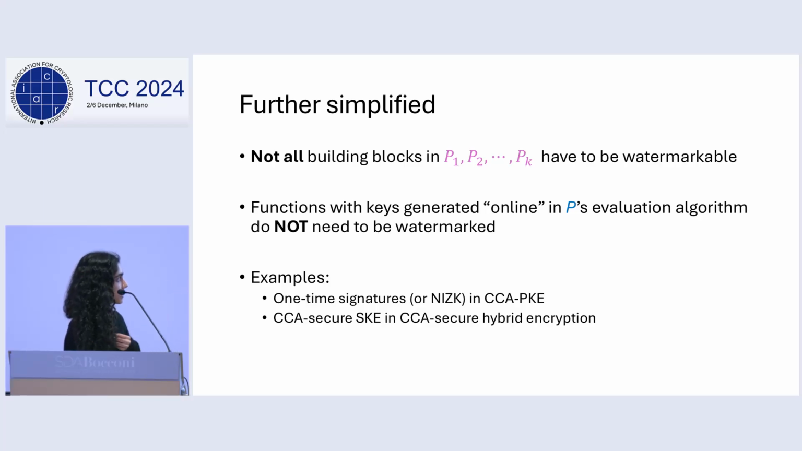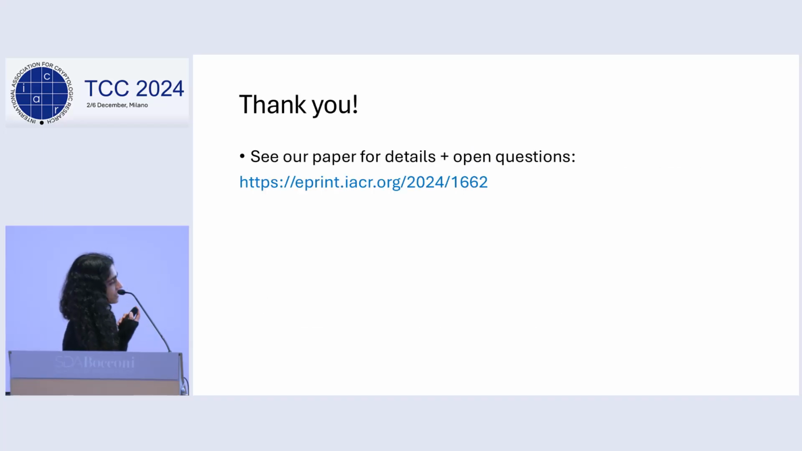For example, when you build CCA secure public key encryption, one of the building blocks is NISC, and you don't need to watermark this. See the paper for more details.